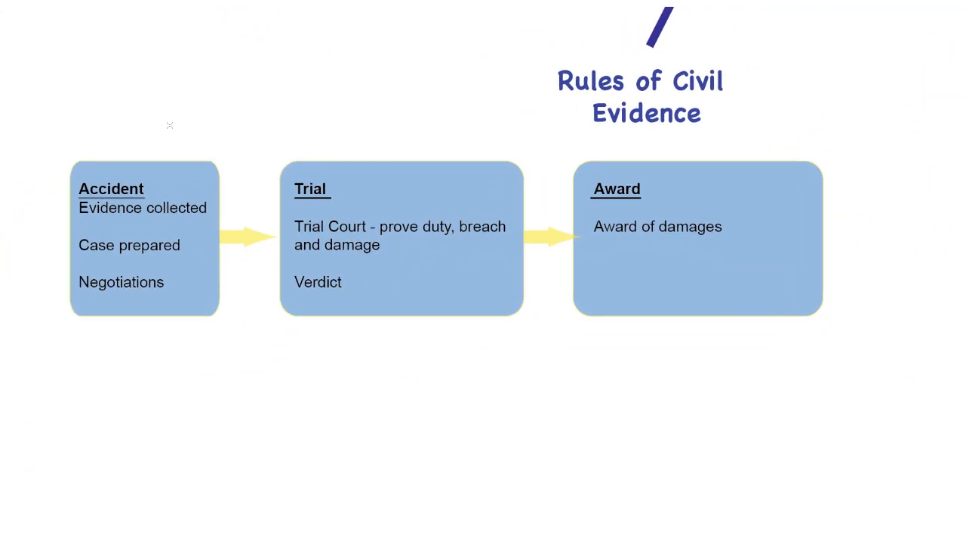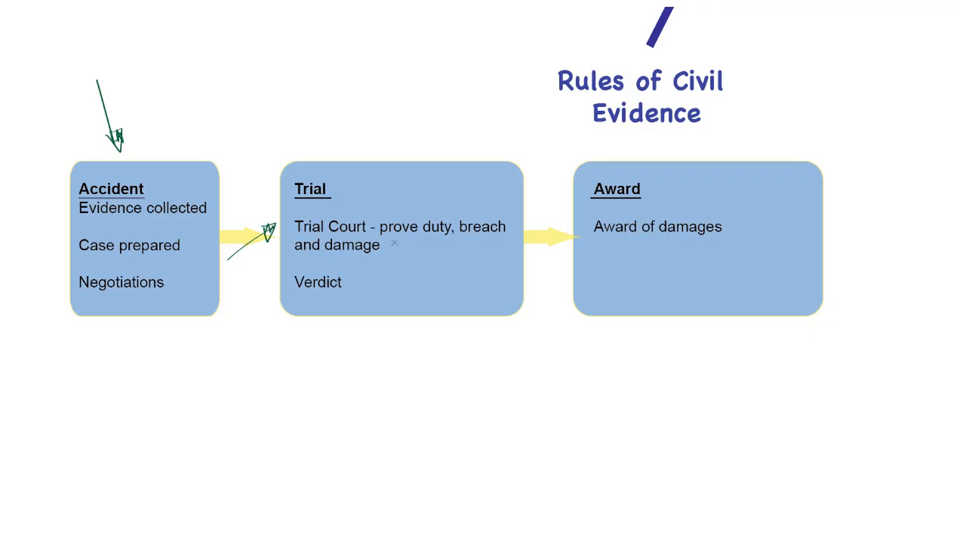And to help us with that, I've got this little tiny flowchart which sums up what we've just said. We have an accident, we collect evidence, the case is prepared, and we enter into negotiations with the other side about what we think our damages should be. If we can come to an agreement, we settle out of court. If we can't come to an agreement, then we go to court.